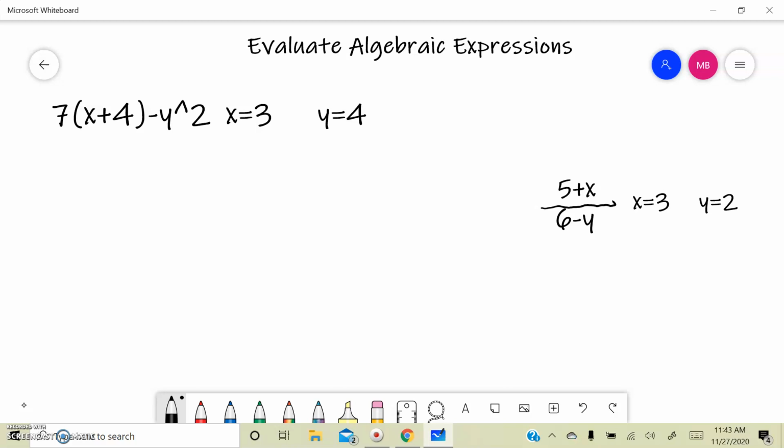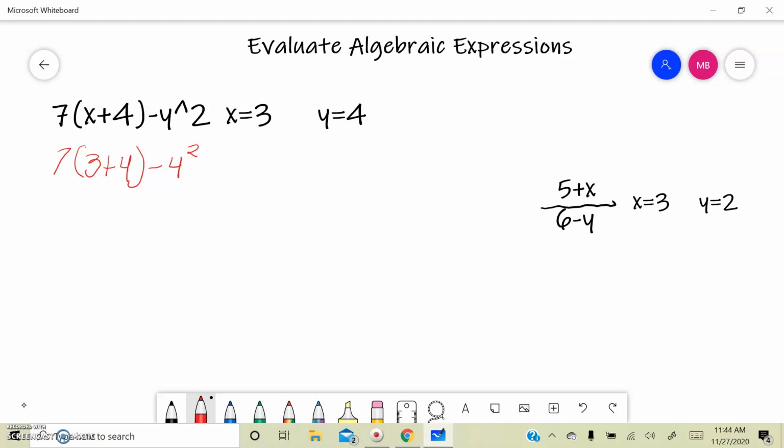In this video, we are going to discuss how to evaluate an algebraic expression where you are given multiple variables that you have to input for. So if we look at this first one, 7 parenthesis x plus 4 parenthesis minus 4 to the second power, I'm going to rewrite that. And I'm going to input my variables where x is equal to 3 and y is equal to 4. So I have 7, 3 plus 4 minus 4 squared.